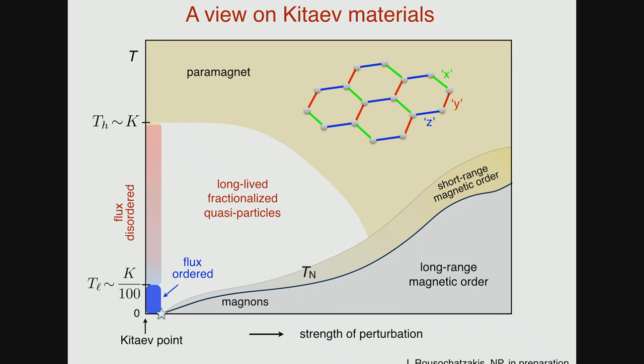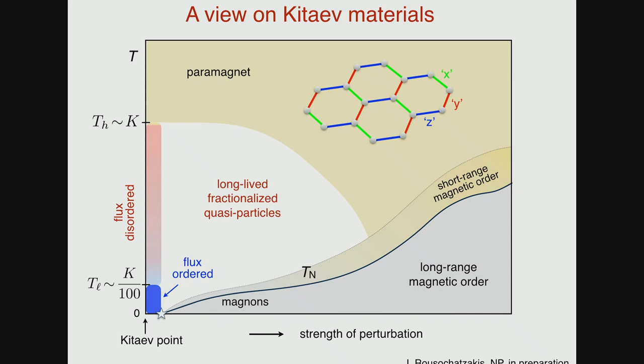So what happens when we don't have perturbation? Then thermally, at very low temperature, because flux excitations are gapped, the only excitations you have are Majorana fermions. Then fluxes start to be excited, and you have a region where you still have some disorder of the flux configuration, and you see that the energy scale K is a very large energy scale in this problem. Then Majorana fermions are moving in the soup of some fluxes. And then you go to a conventional paramagnet.